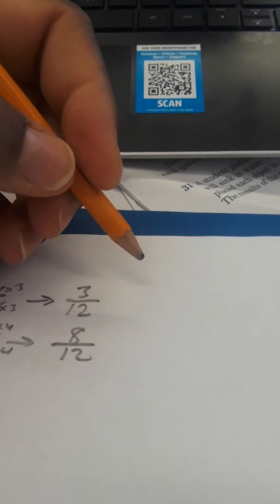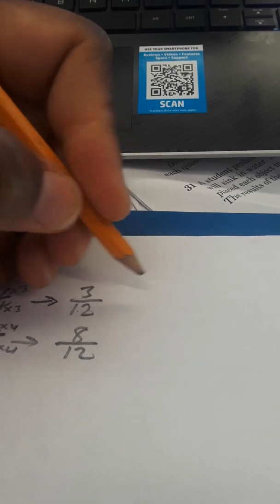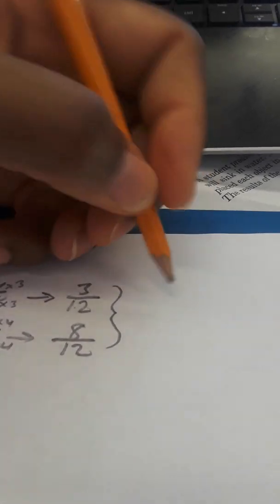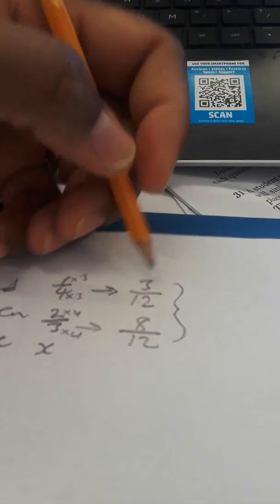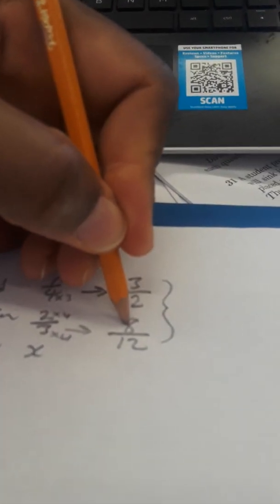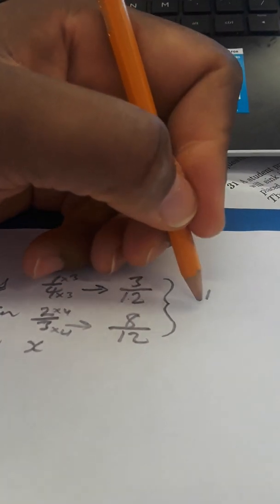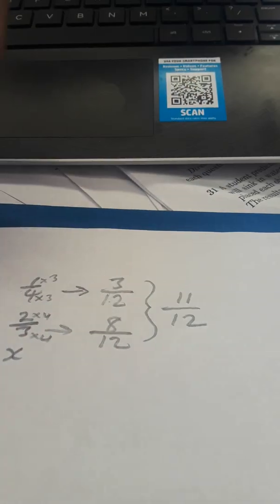So I need to find out how many of them are red and green, so I'm going to add these two things together. And since they have the same denominator, all I have to do is add the numerators and keep the denominator. So 8 plus 3 is 11 over, keep the denominator, 12. So red and green forms 11 over 12.